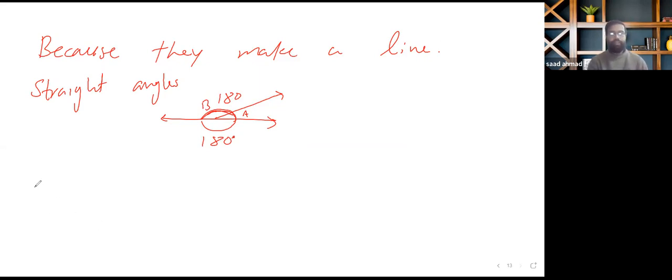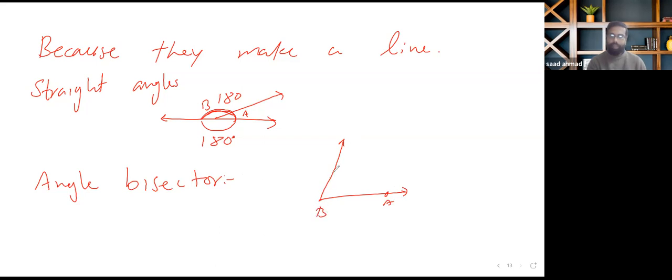Now the next thing is congruent angles, or you can say angle bisector. Let's say we have an angle here, A, B, C, and we bisect it into two equal sections by the ray D. Another ray is making the two equal parts. These two are equal, right? So this is the angle bisector.